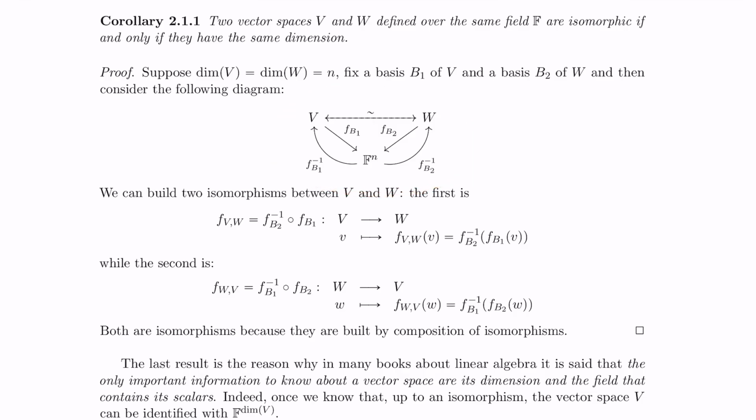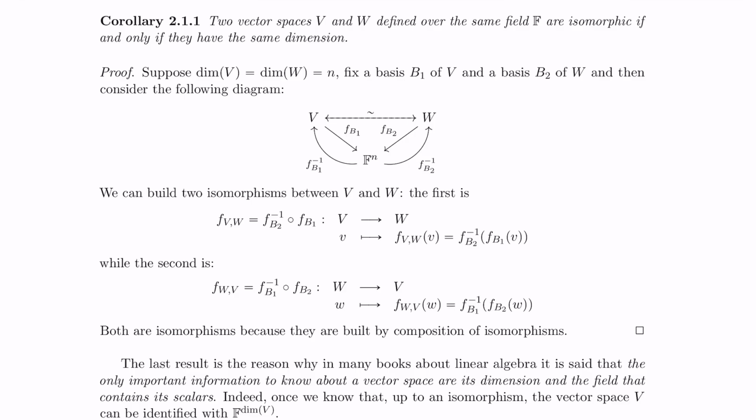In fact, we can say that the vector space V and its prototype Fn are isomorphic through the function f_B1 that we have defined in the previous theorem, and we can say the same thing for the vector space W, with the function f_B2. Recall that f_B1 and f_B2 are one-to-one and onto, and so we can consider their inverses, this function here and this function here, respectively. Now, thanks to this diagram, we can show that V and W are isomorphic in two ways.